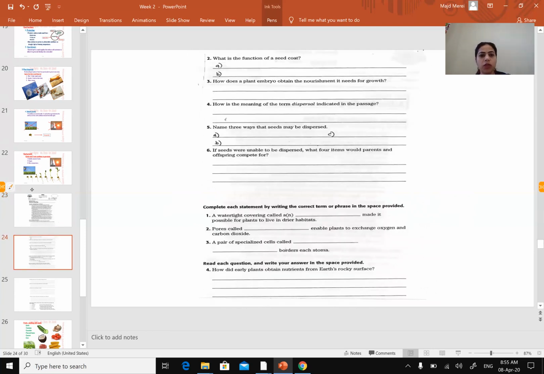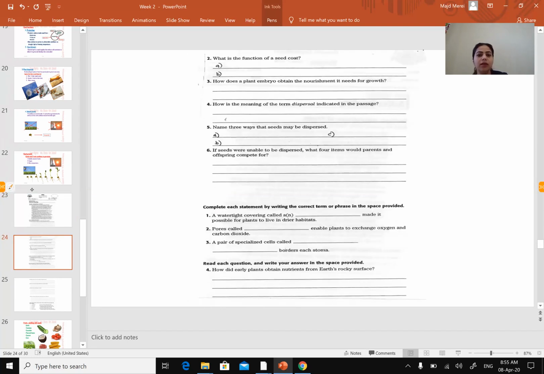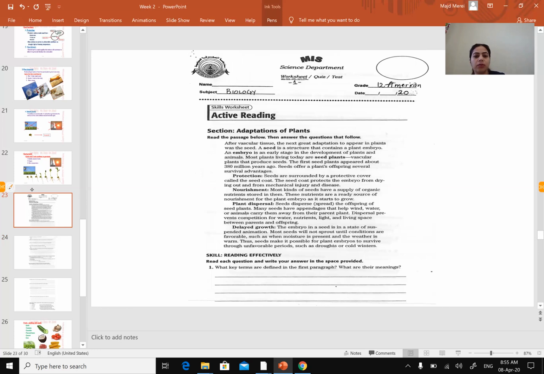About the next question, how does a plant embryo obtain the nourishment it needs for growth? Refer to this paragraph about nourishment. Most kinds of seeds have a supply of organic nutrients stored in them. Then, how is the meaning of the term dispersal indicated in the passage? Plant dispersal. Disperse means spread.